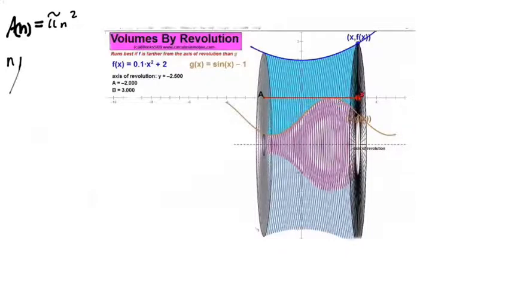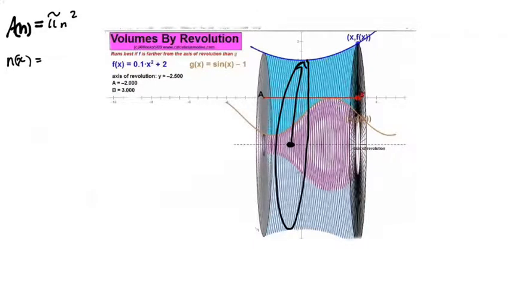Okay, I guess the hardest part would be to find the n function. So my n function is going to be a function of x because we're perpendicular to the x-axis. What would the radius be of our discs? So this is the center. This would be the disc right here. What's the radius? How would we find that?